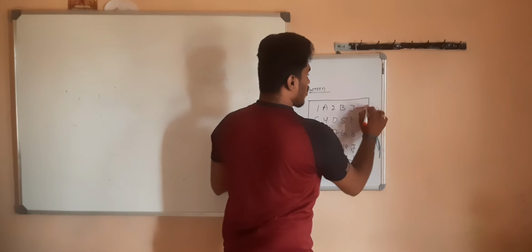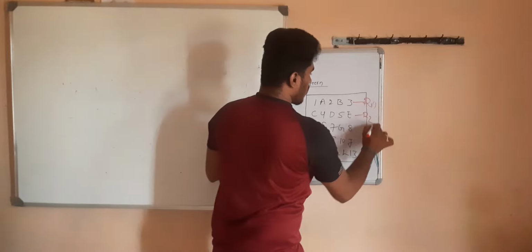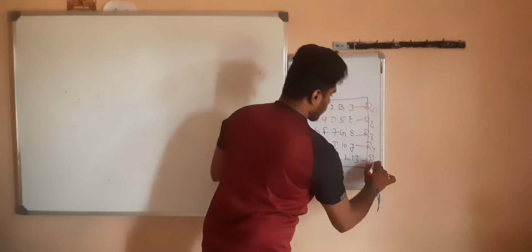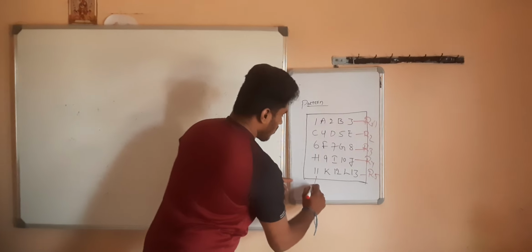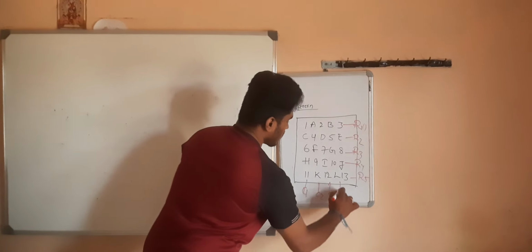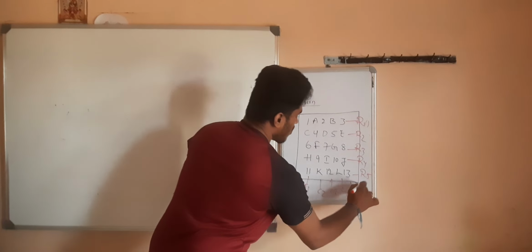So see here, this is row 1, row 2, row 3, row 4 and row 5. So these are the columns, right? C1, C2, C3, C4 and C5.